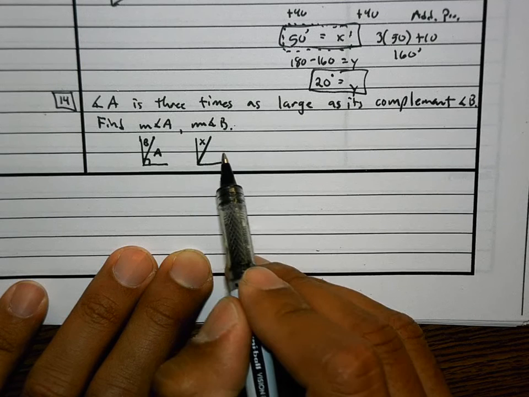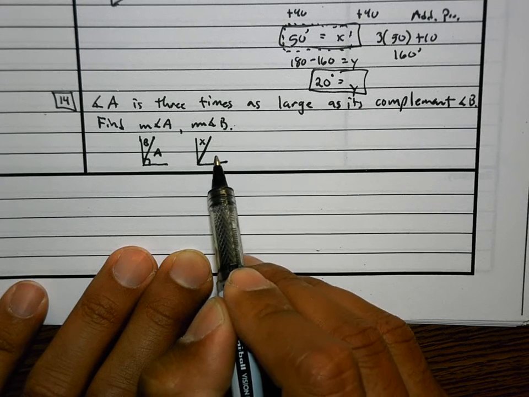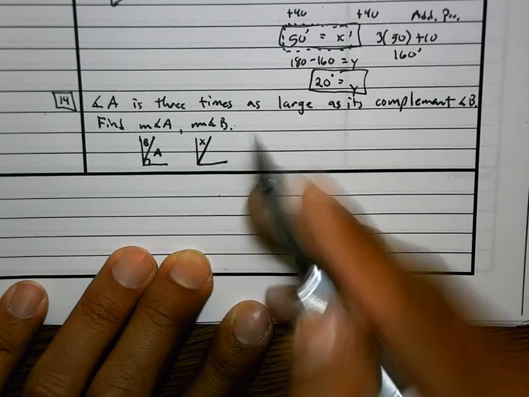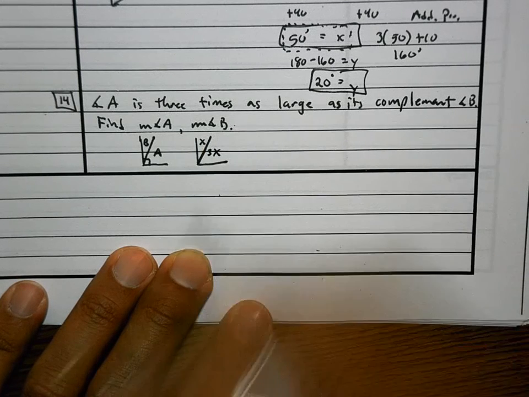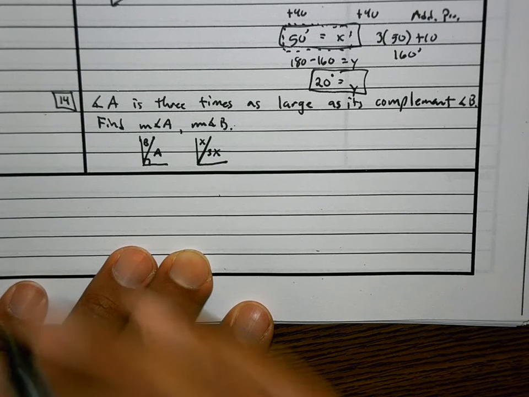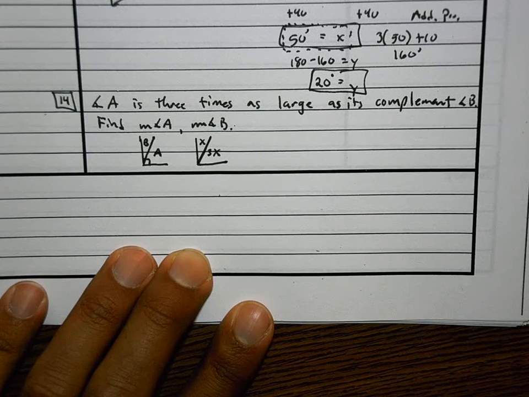And this has to be 3 times bigger than that. What's 3 times bigger than X? Yes. And when you have X and 3X, or B and 3B, now you have enough information to write an equation, to where you can figure out what each angle is.